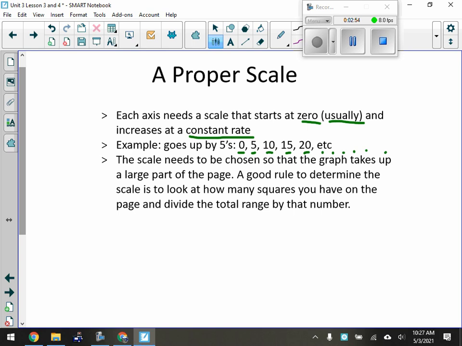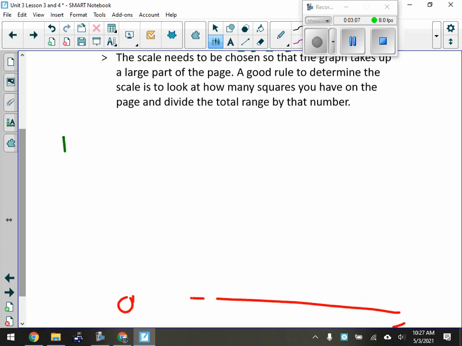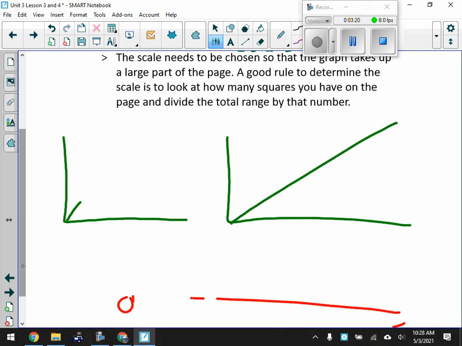The scale needs to be chosen so the graph takes up a large part of the page. It might not be the entire page, but it's got to be most of the page. So when we draw graphs, we don't do this. I have this nice big page here, and then my graph looks like that. That's not good. That's really crammed together. We want this graph to be used up. So we want the line, or whatever we're graphing, to take up most of the graph, if not all.